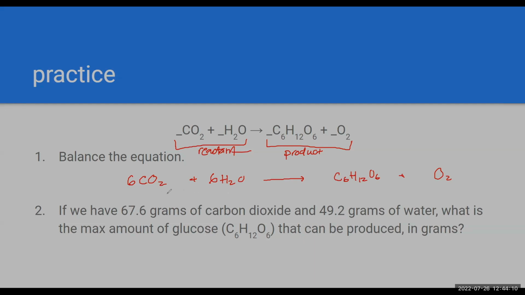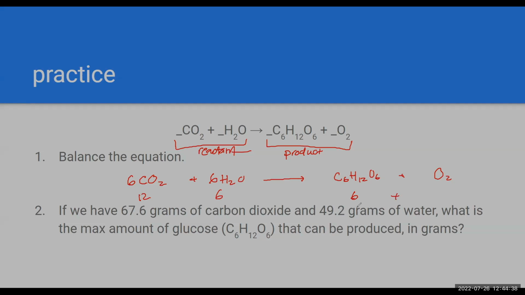And last, we have oxygens. So the oxygens are still not quite balanced. What I'm going to do here is I'm going to first count off how many oxygens we have. So we have a total of 12 here, 6 here. So we have a total of 18 on the left side. And then on the right side, we have 6 and then 2. So this part is not quite balanced yet.